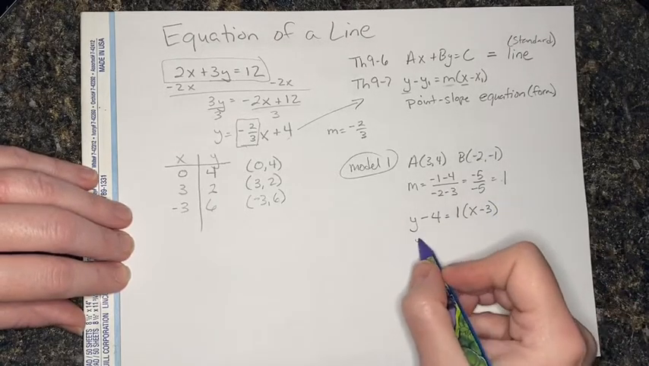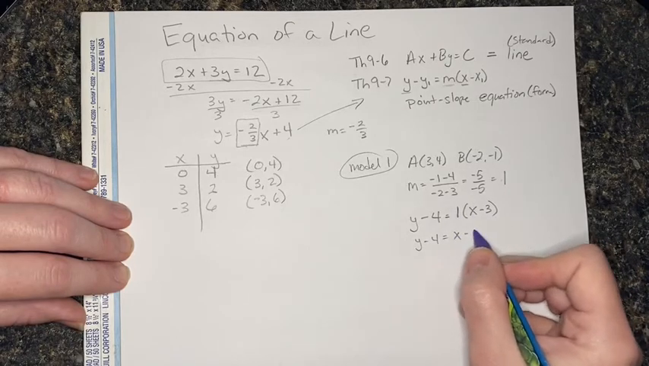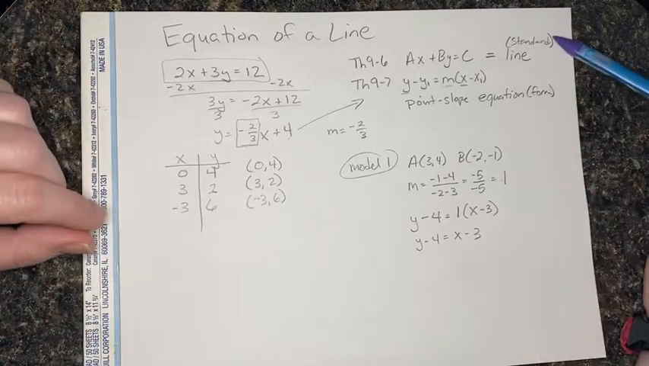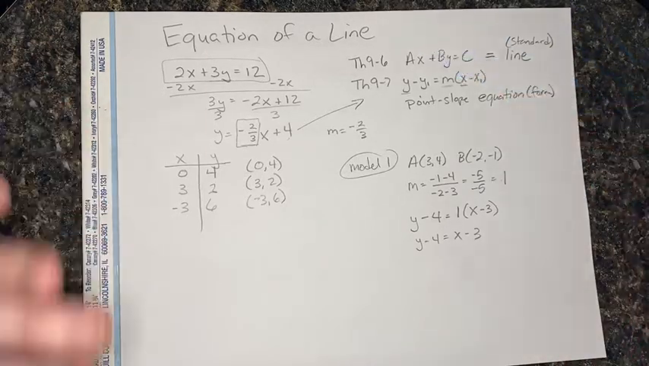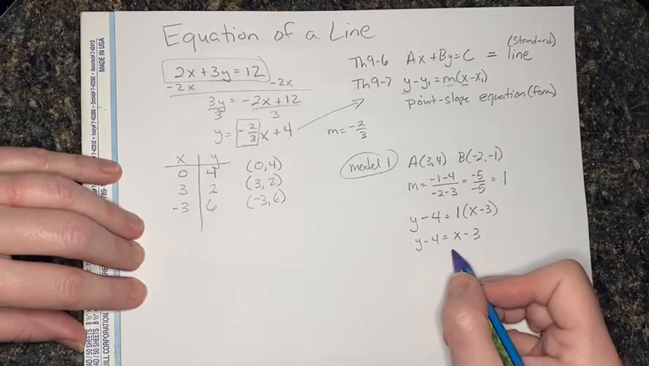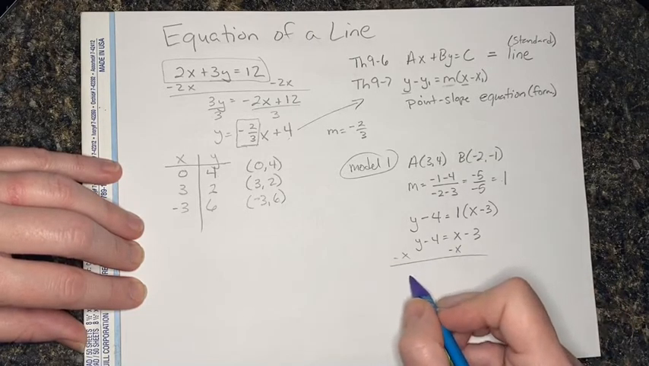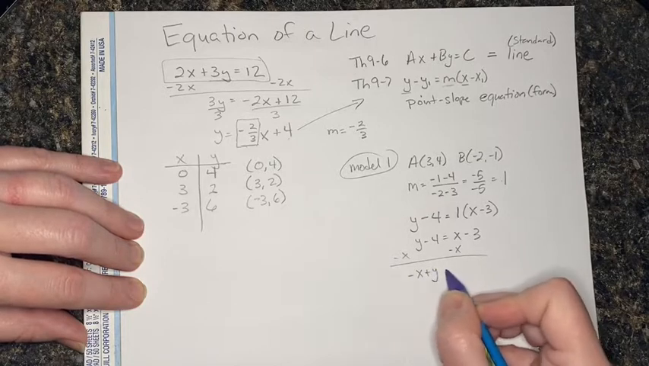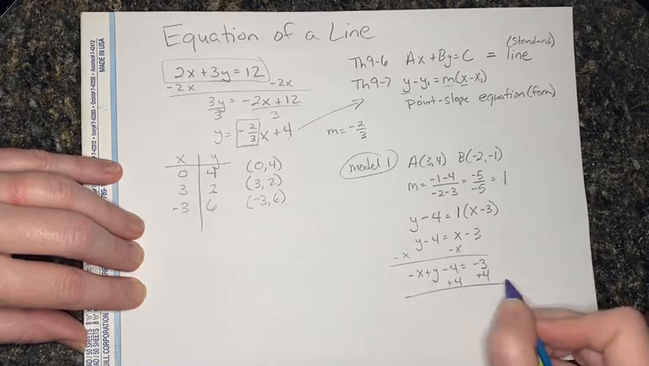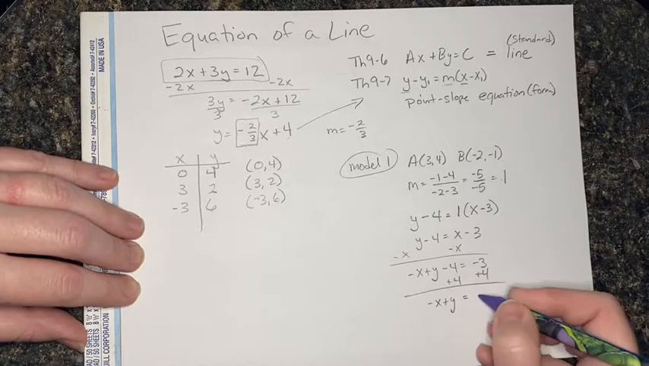Okay, so y minus 4 is going to be equal to, basically this 1 doesn't exist, x minus 3, right? Now remember, they asked for this in the standard form, which means our x and our y need to be on the same side of the equal sign. So I'm going to subtract my x on both sides. So now I have negative x plus y minus 4 equals negative 3. Let's add our 4 to both sides. So now we have negative x plus y equals 1.